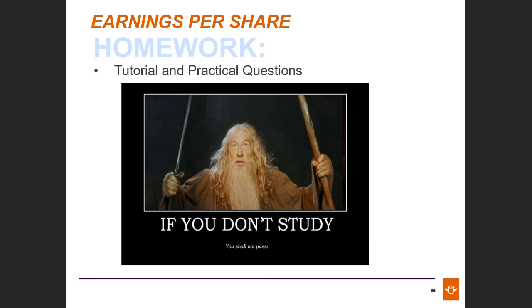So we've come to the end of the lecture on earnings per share. This slide just tells you about your homework. You have a tutorial and a practical question on this section. And this guy is saying, if you don't study, you shall not pass. So just remember to do your tutorial and practical questions and attend next week for your practical, and just engage with the session.